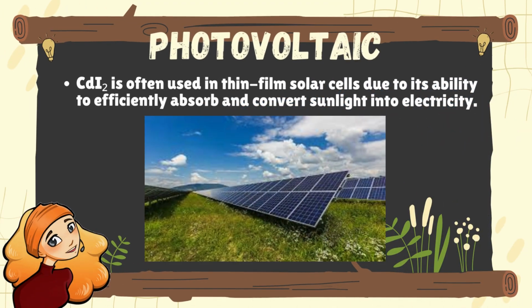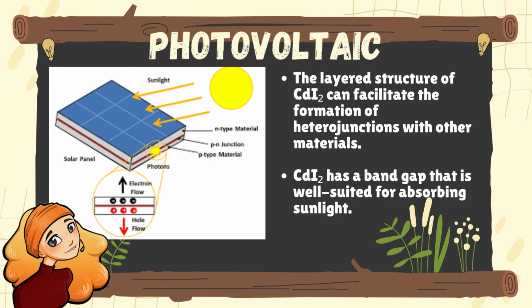Next, cadmium iodide is also used in photovoltaics. Cadmium iodide is often used in thin-film solar cells due to its ability to efficiently absorb and convert sunlight into electricity. This is because the layered structure of cadmium iodide can facilitate the formation of heterojunctions with other materials. Heterojunctions are the interface between two different semiconductor materials that can create an electric field to separate the charge carriers efficiently, thereby enhancing the overall efficiency of the solar cell.